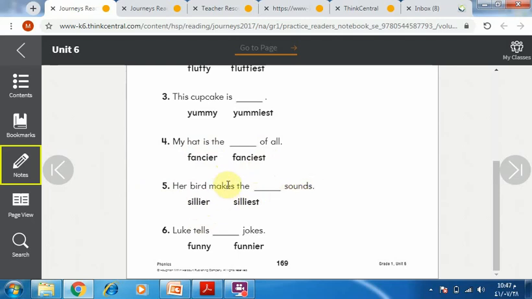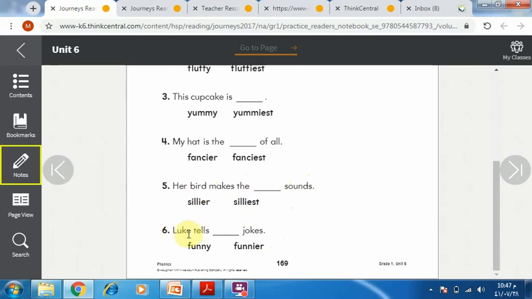Her bird makes the... yes, excellent, the silliest sounds, because you have this keyword the. I'm comparing between the sound of her bird and all the other sounds, and her bird sound is the silliest one.